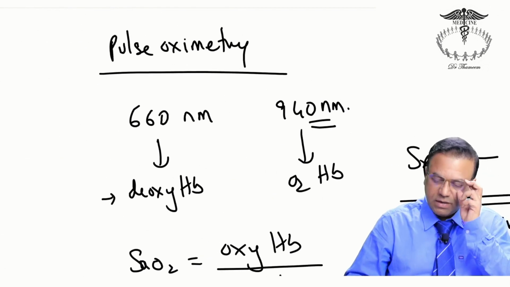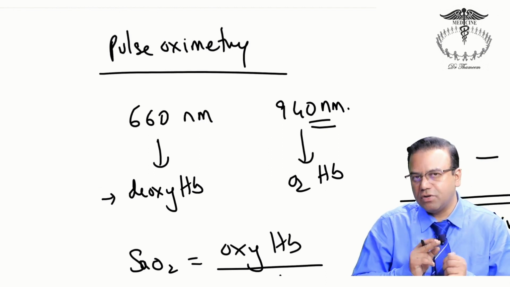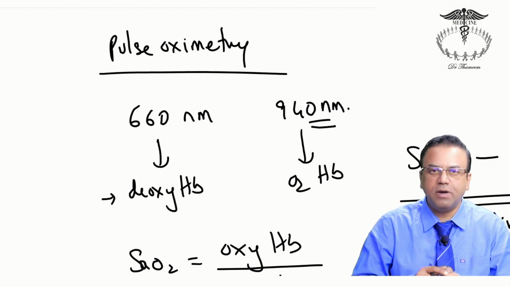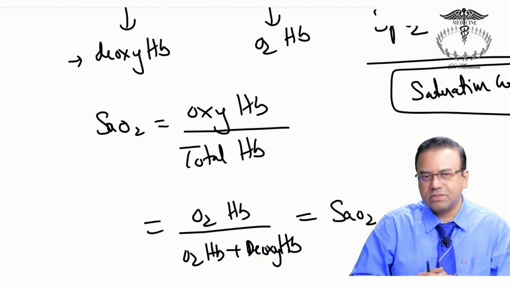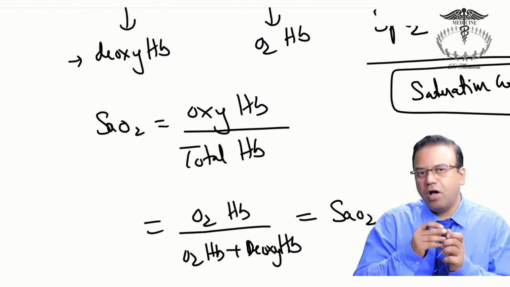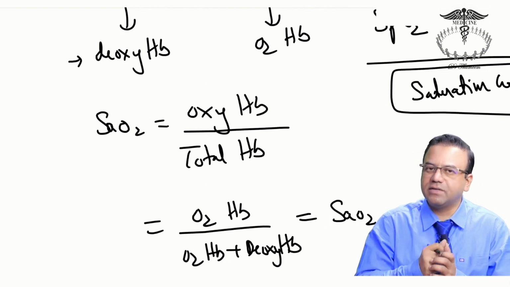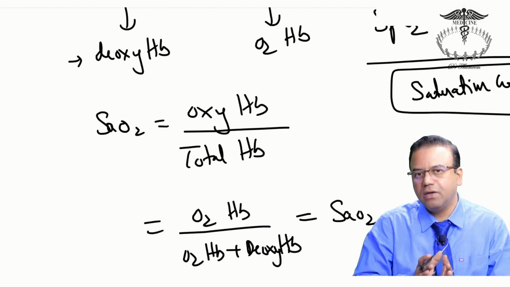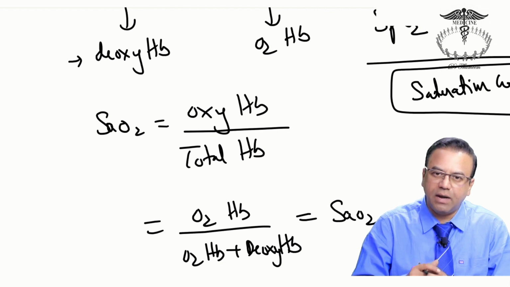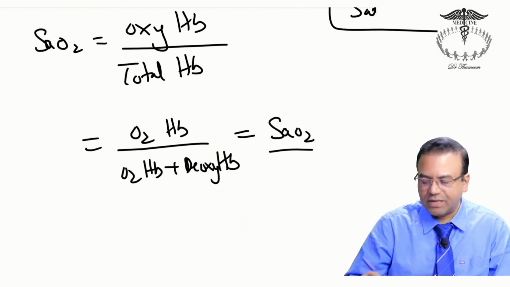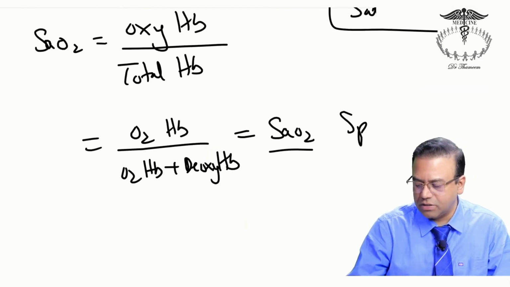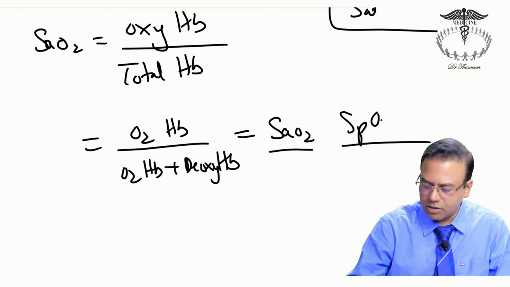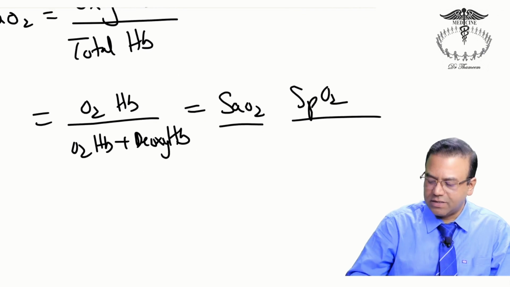In a pulse oximeter, what are the two lights that are firing? I was telling you, just revise once again. 660 nanometer picks up deoxyhemoglobin, 940 nanometer picks up oxyhemoglobin. What's the saturation? Of the two lights that are flickering, how much is passing through is calculated by the sensor. It tells us how much is oxy compared to the oxy and deoxy combined. Based on that, it calculates the saturation. This is known as SpO2 because this is calculated by the pulse oximetry, and this is the pulse oximetry saturation.